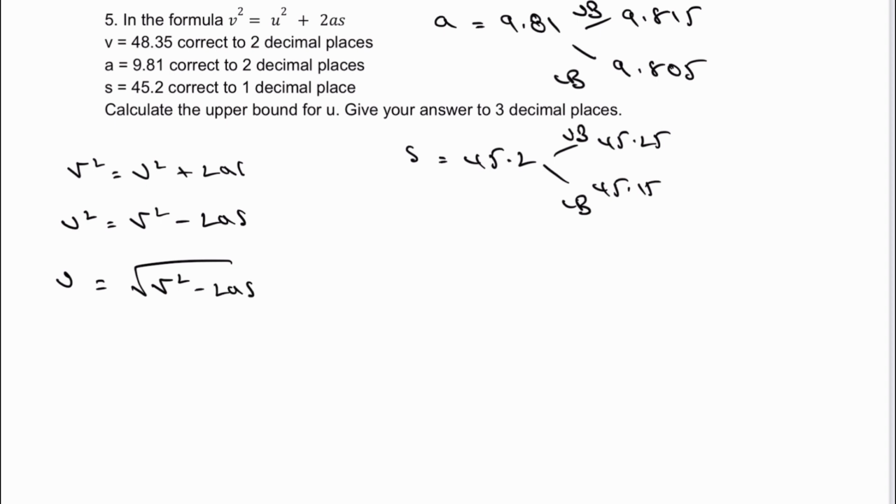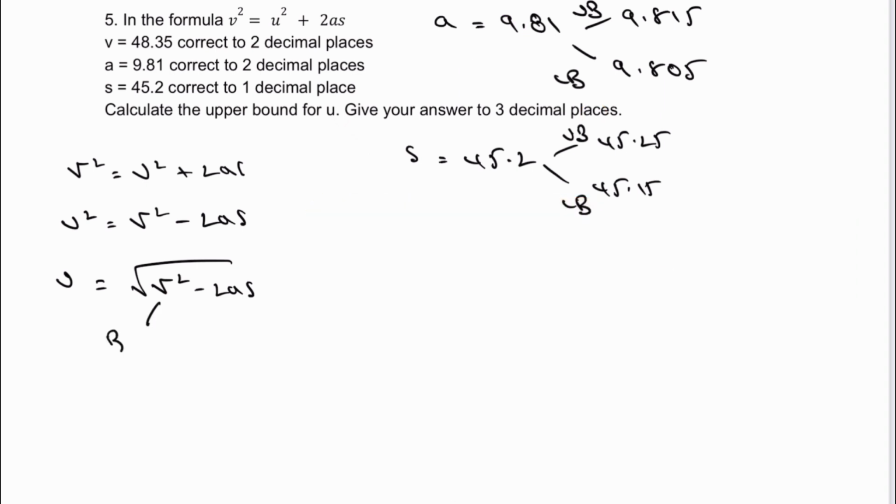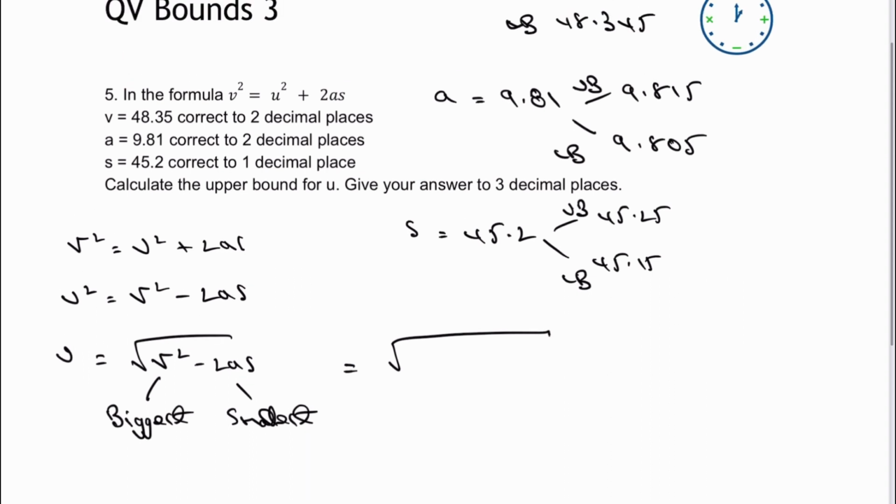Now because I'm looking for the upper bound for u, I need to make sure my value of v squared is going to be the biggest value I can make it, okay, and my value of 2as is going to be the smallest value I can make it, and that's why it's important to make sure we get all of the bounds written accurately.